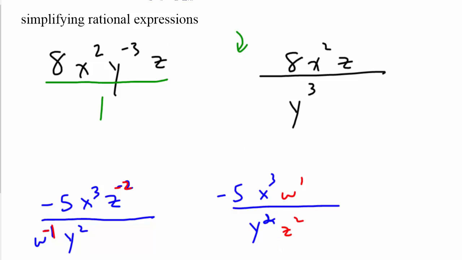And then we really, in standard form, should write this in alphabetical order. So negative 5, w is before x, so just write a w. We don't need to write the 1 for the exponent because that's assumed. x to the third, and then let's see, so you got y squared z to the second.